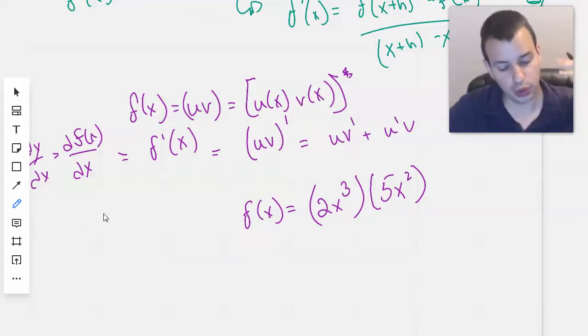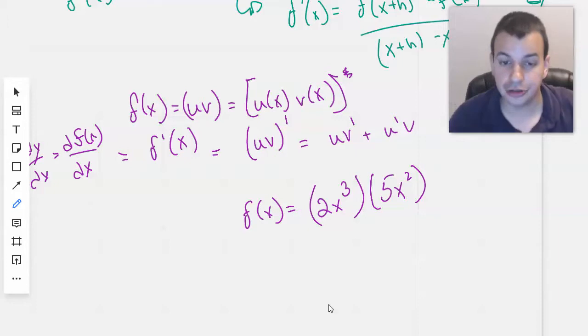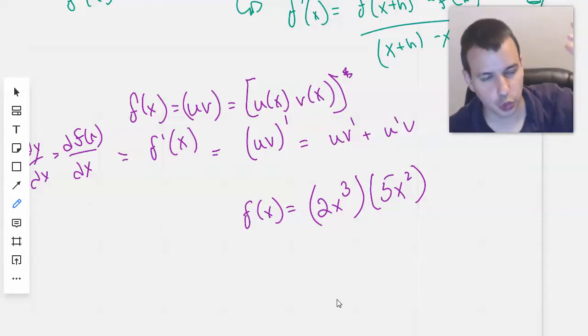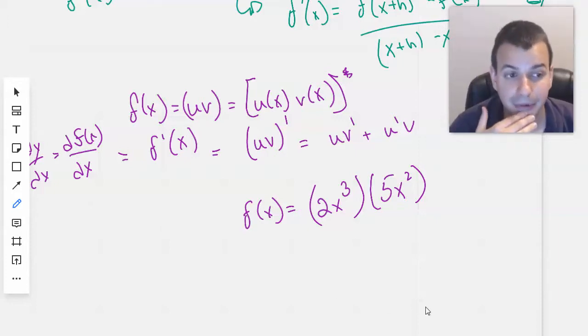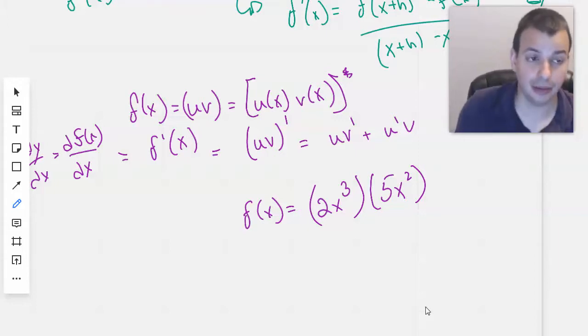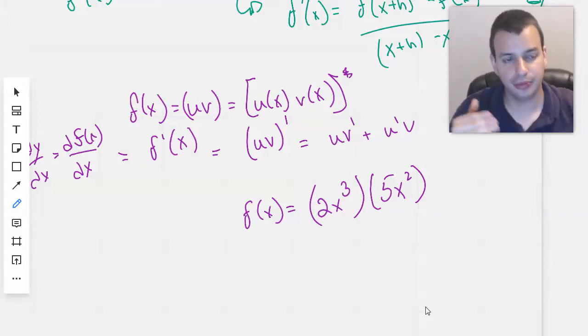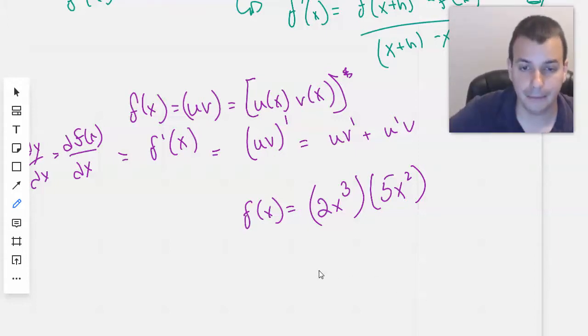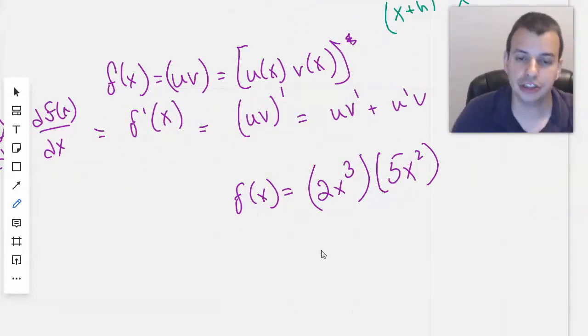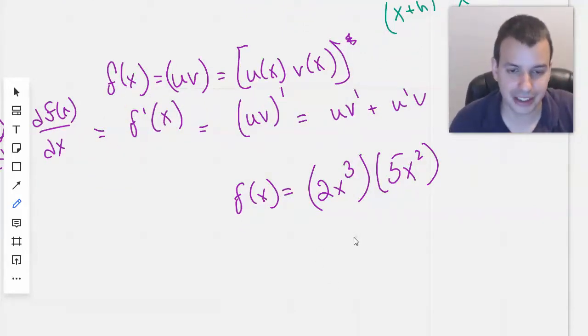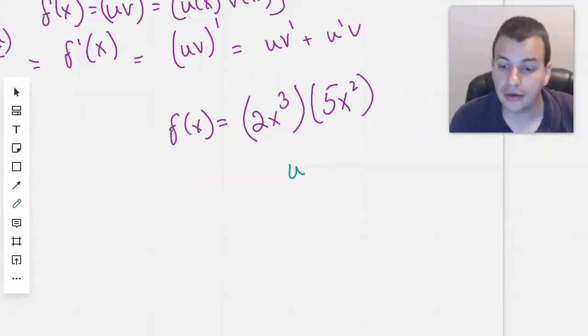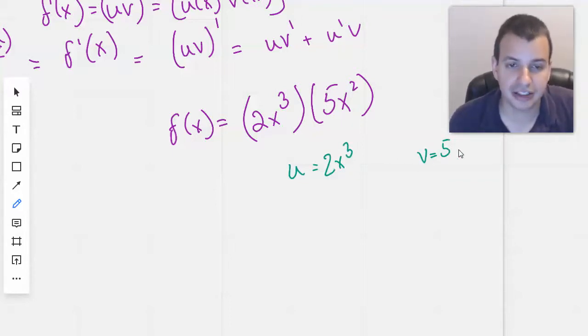But we only really know the power rule so far. So there's only so many crazy combinations I can come up with, that I guess anyone could come up with, that would do a good job of showing this product rule here. So let's do them one piece at a time. So we have u equals 2x cubed and v equals 5x squared.